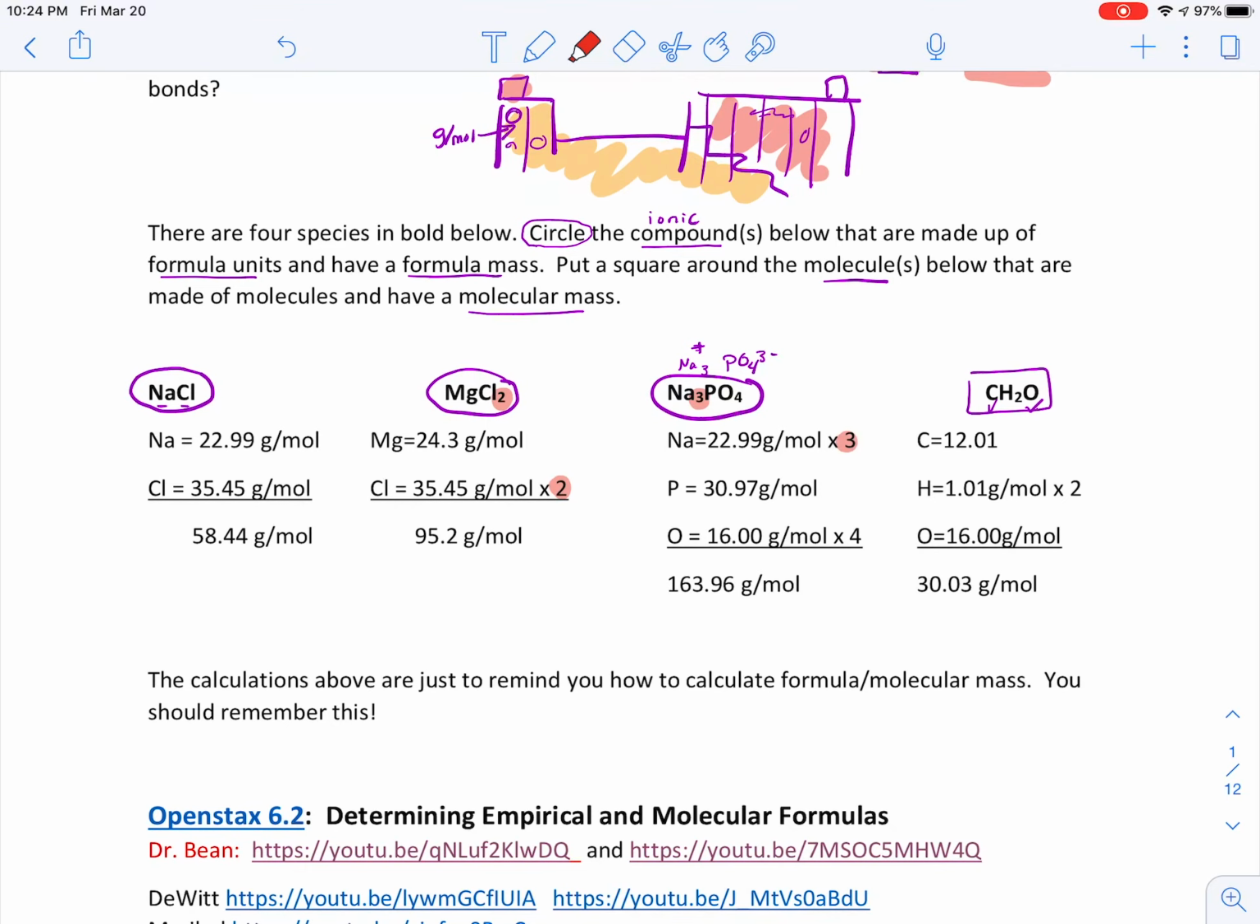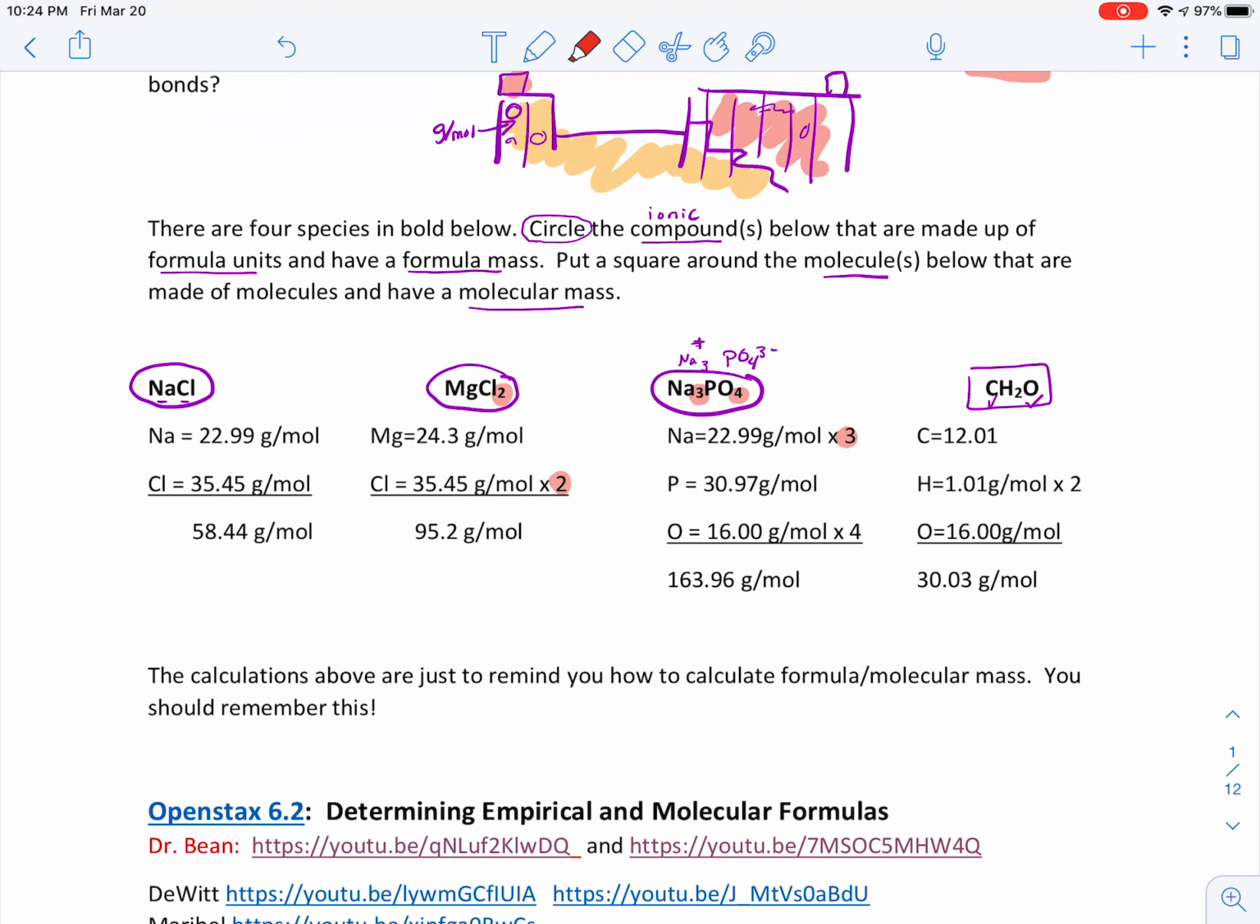Keep in mind that when you have a 2, don't forget to multiply by 2 before you add. If you've got a 3, don't forget to multiply by 3. The 4 only applies to the oxygen. It looks like that's going straight to oxygen. It does not apply to the phosphorus. And then our hydrogen over here, he's got 2.